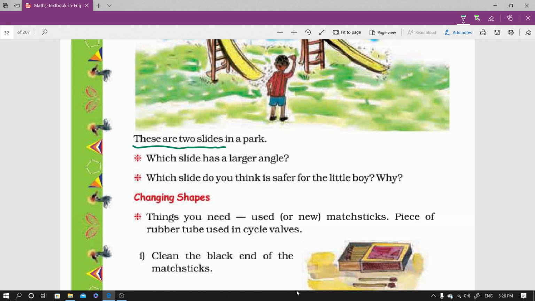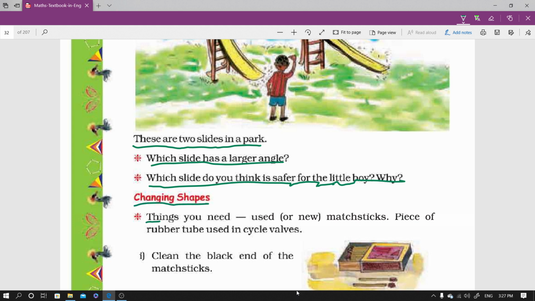These are 2 slides in a park. Which slide has a larger angle? Which slide do you think is safer for the little boy? Why?